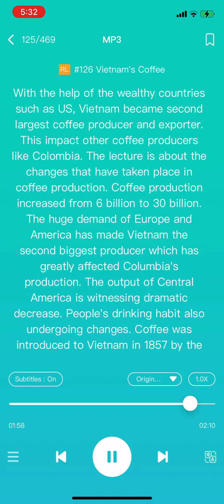6 billion to 30 billion make Vietnam's second largest coffee producer and exporter. Impact other coffee producers like Colombia and output of Central America decrease. Habit is also undergoing changes, important change.